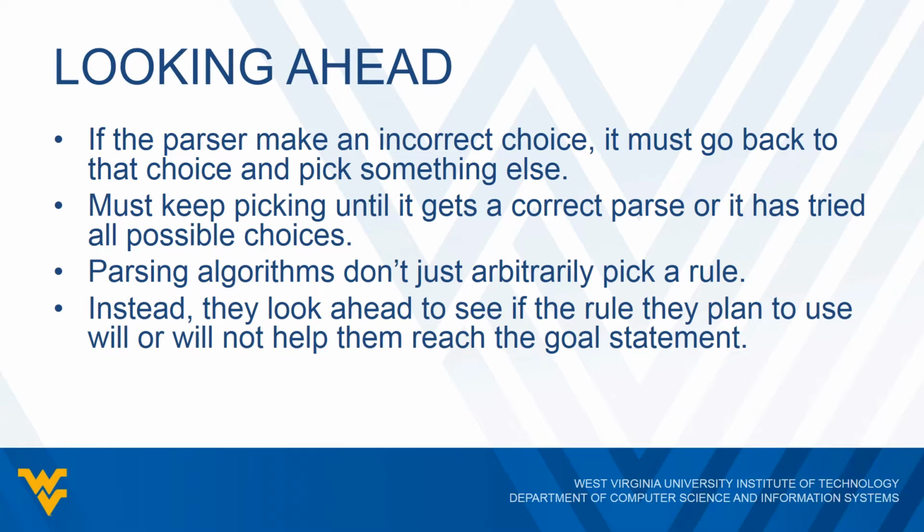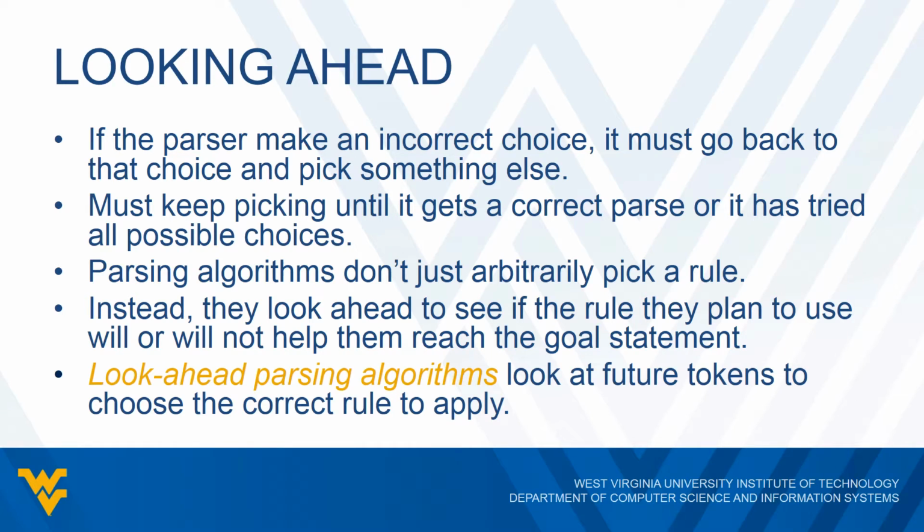So what they do instead is they'll look ahead to see if that rule will work. So they pick a rule and they'll look ahead to see, does that look like it's going to work or not? And if so, they're going to continue down this path and try picking rules based on it. And if it doesn't work, they'll say, okay, let's try a different option. And this is the idea of what are called look-ahead parsing algorithms.